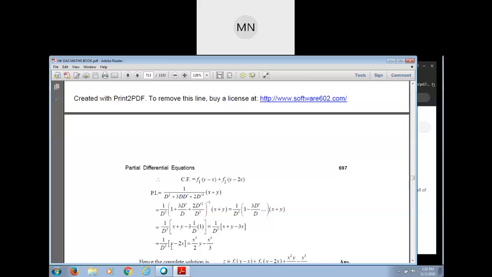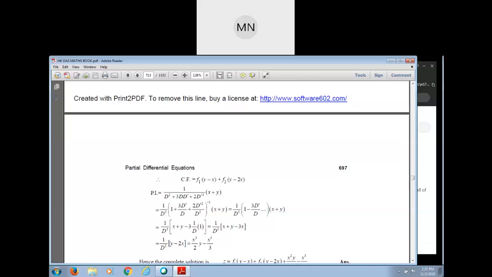Do you understand? Because this one is 1 by d square. 1 by d square is what? 1 by d into 1 by d, isn't it? Yes, ma'am. 1 by d square can be written as 1 by d into 1 by d. And 1 by d is what? Integration, isn't it? Yes, ma'am.